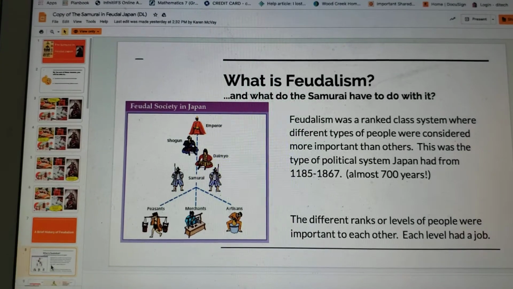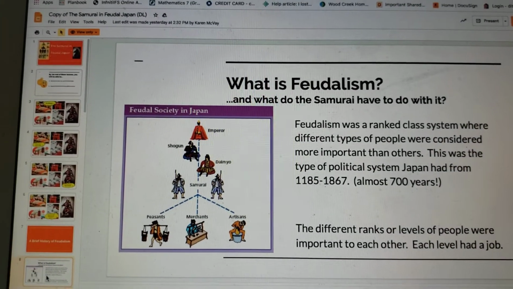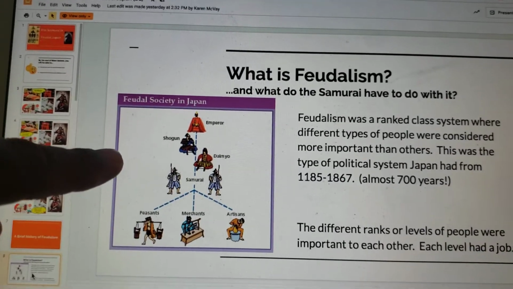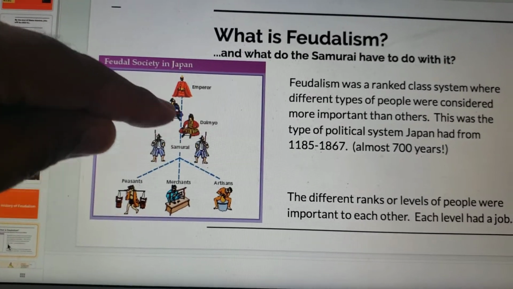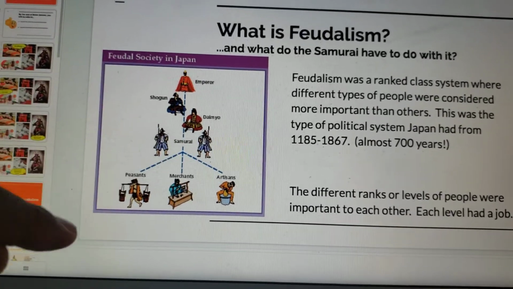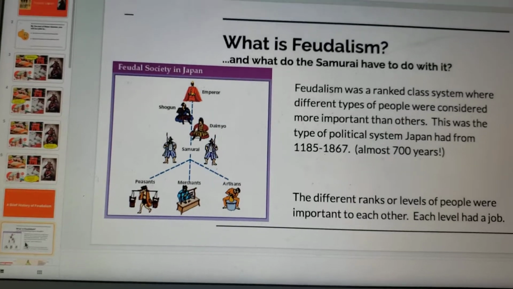Slide 8, what is feudalism and what do the samurai have to do with it? So let's start by looking at the photo over here on the left side. There's our emperor, there's the shogun, there's the daimyo, the samurai soldiers, and then you have peasants, merchants, and artisans.